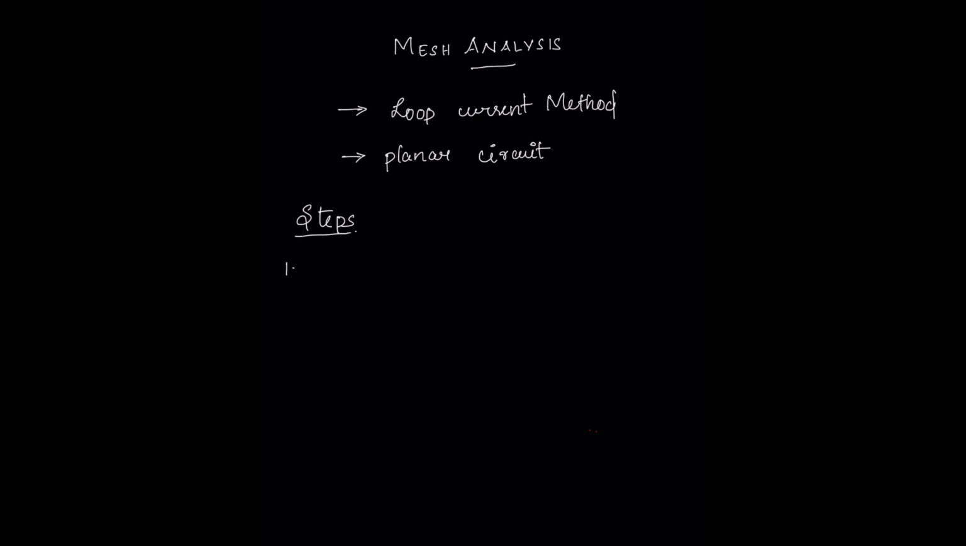So what are the steps in mesh analysis? The first step is to identify the meshes. When you get a circuit, first you should identify the meshes. Then you have to assign loop currents. Throughout my videos, throughout this subject, we will assign a clockwise current direction.